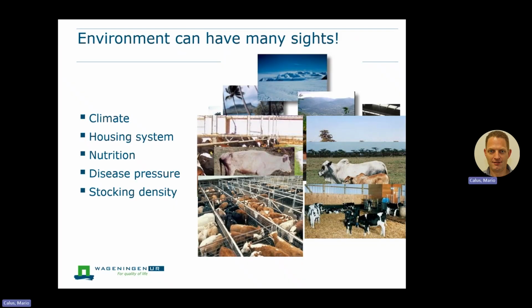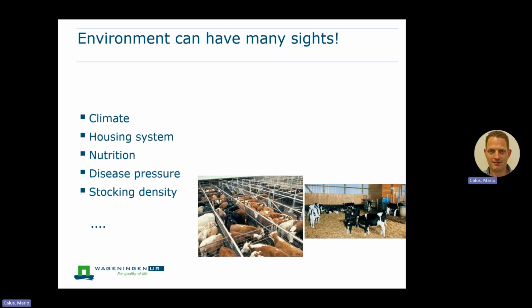But environments can be defined in very many different ways. So next to the climate, it can be the housing system, like are animals kept indoors or are they kept outdoors? The nutrition of the animal, disease pressure, but also stocking density. Is there a lot of individuals in a small amount of space, or do they have a lot of space to freely roam around?